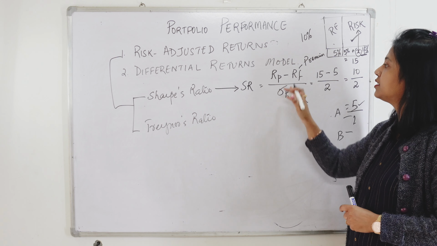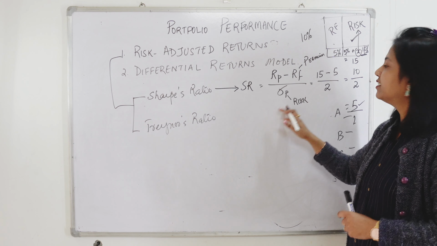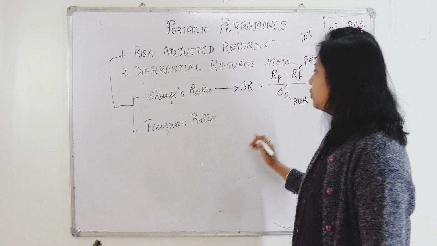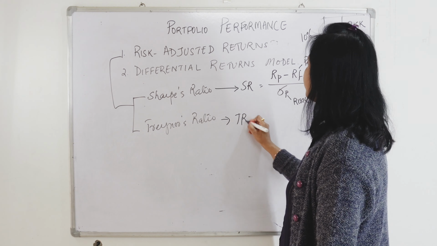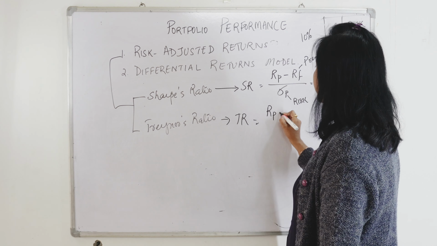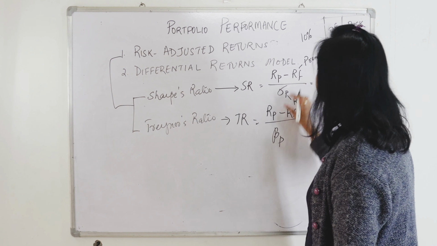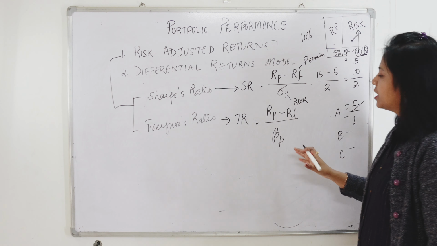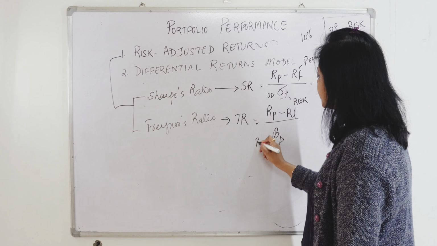So risk per unit and reward per unit. That will tell you the reward per unit of risk. So that is the ratio. Now the Treynor ratio is also the same, but the Treynor ratio is specified as RP minus RF divided by the beta of the portfolio. So see, the numerator is the same, the reward, but the denominator is changed. Here you have taken standard deviation, here you have taken beta.